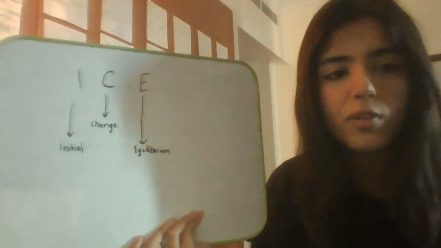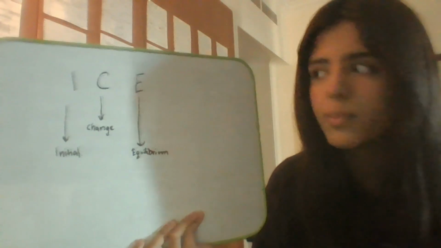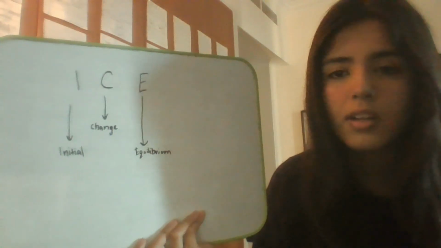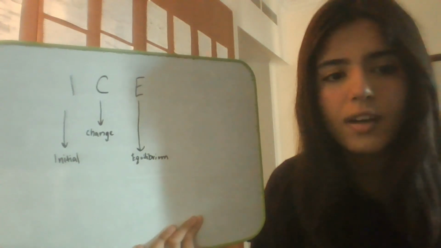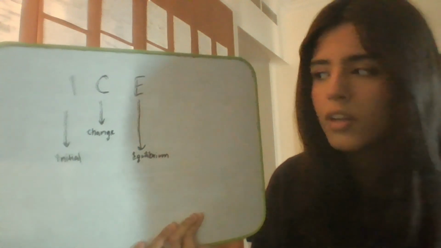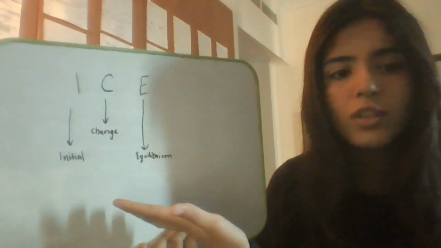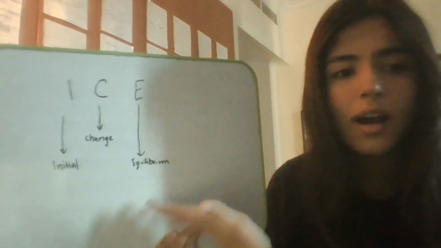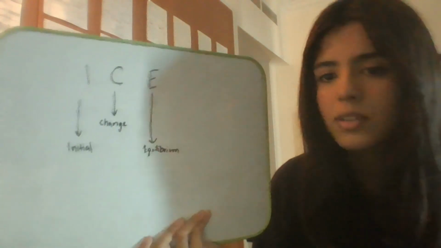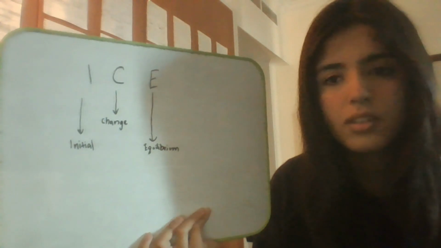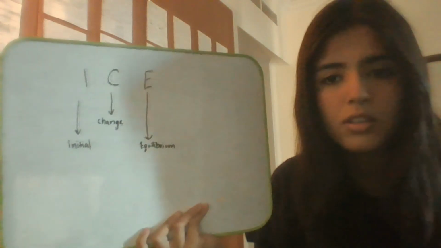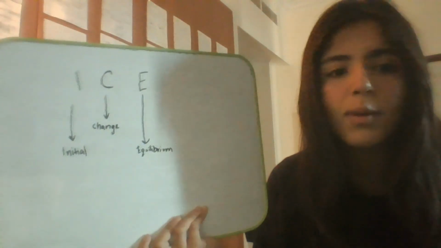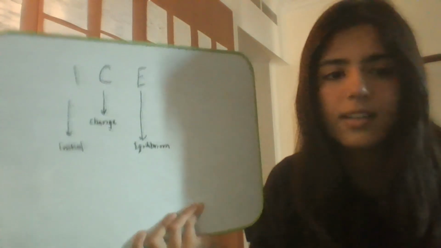Okay guys, so first before I start anything, I want to explain to you what an ICE table is. ICE stands for Initial, Change, Equilibrium. In chemistry, we use ICE tables to find the initial concentration, the change in the concentration, or the concentration after it reaches equilibrium. So there are 3 sections in an ICE table, and each section can be used to find something. That's basically what an ICE table is used for.